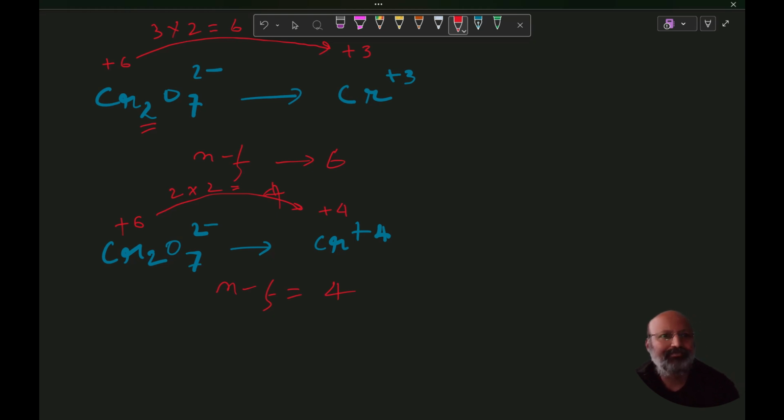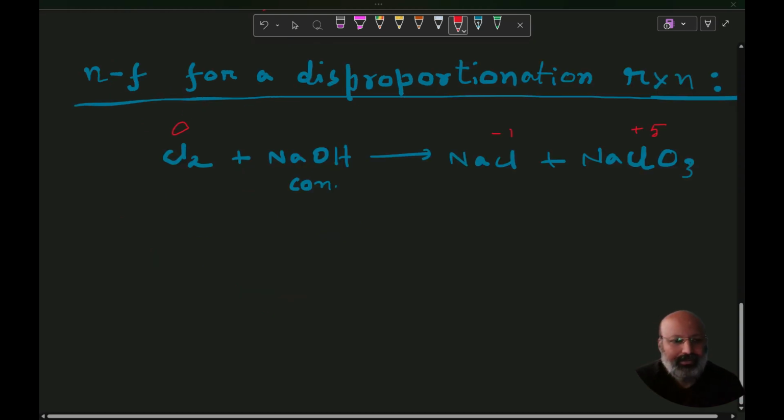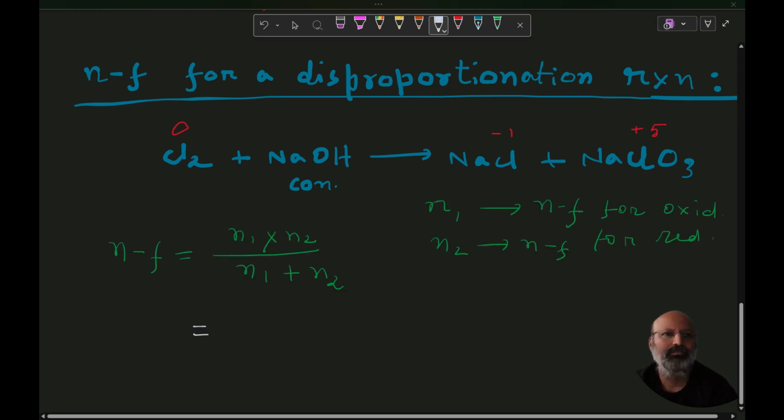Now, tracking n factor for a disproportionation reaction is a little difficult because atoms of the same element go into different oxidation states. So it appears to be a little difficult. In that case, you need to follow one formula. Let me write it down. The formula is N1 into N2 divided by N1 plus N2. N1 stands for the n factor for oxidation and N2 stands for the n factor for reduction. Let me explain how it is going on.